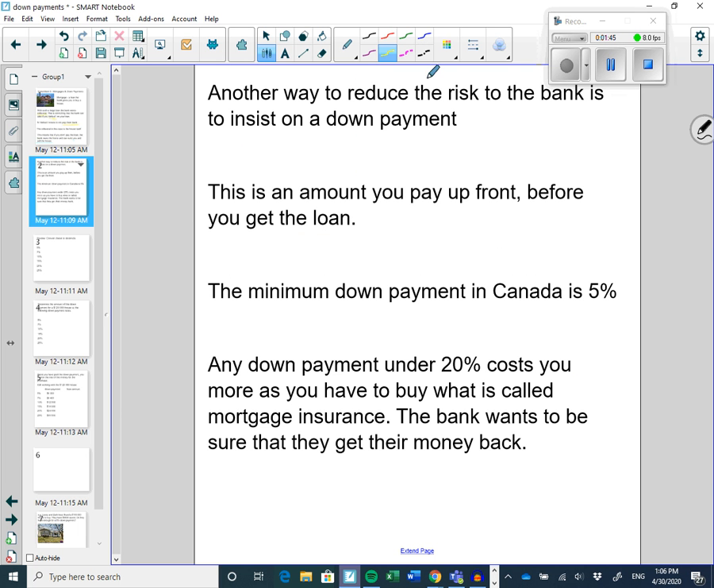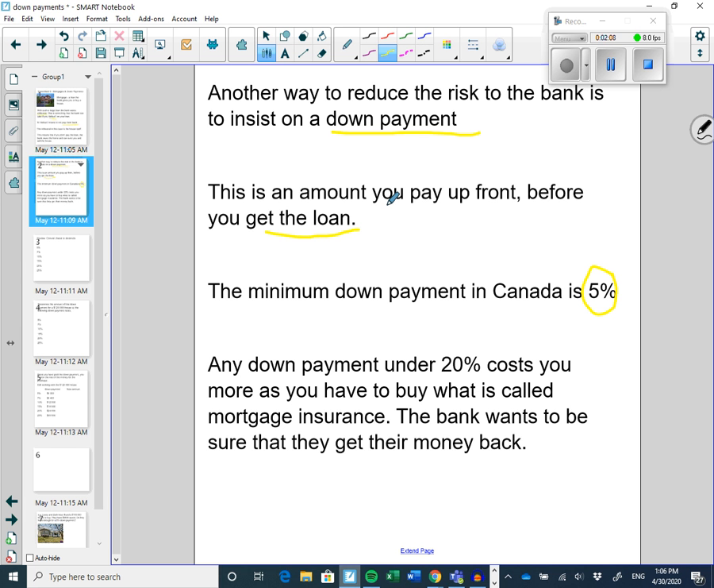Another way to reduce the risk of the bank is to insist on what's called a down payment. So this is the amount that you pay up front before you get the loan. So it's kind of like the first payment, generally a large lump sum. And in Canada, the minimum down payment is 5%. That's the lowest down payment that you can make to get a loan, a mortgage.